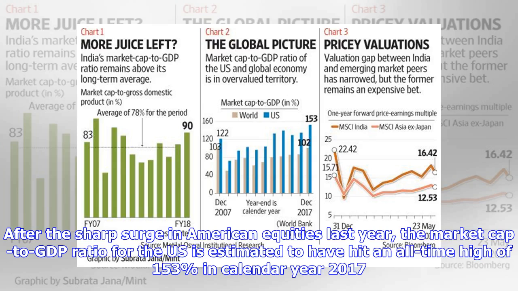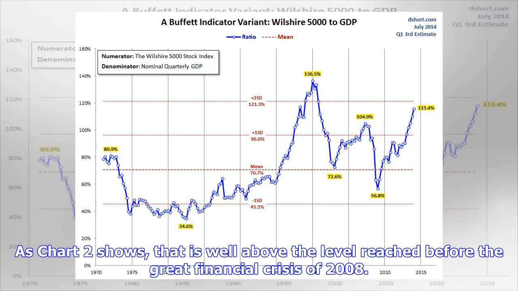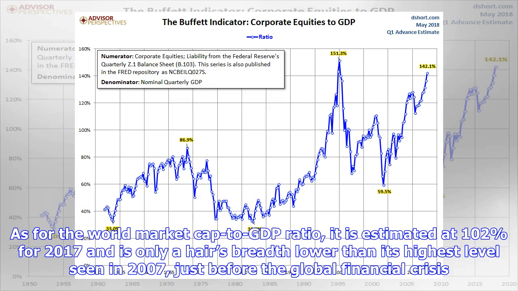After the sharp surge in American equities last year, the market cap to GDP ratio for the U.S. is estimated to have hit an all-time high of 153% in calendar year 2017. As Chart 2 shows, that is well above the level reached before the Great Financial Crisis of 2008. As for the world market cap to GDP ratio, it is estimated at 102% for 2017 and is only a hair's breadth lower than its highest level seen in 2007, just before the global financial crisis.